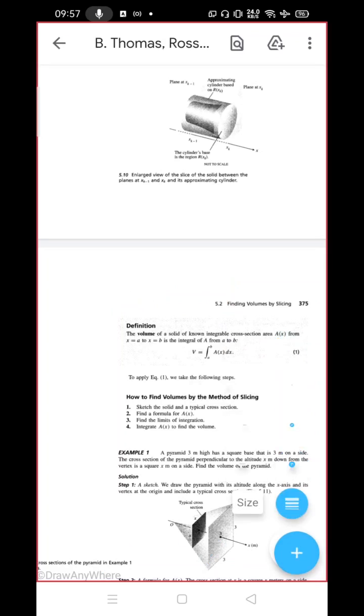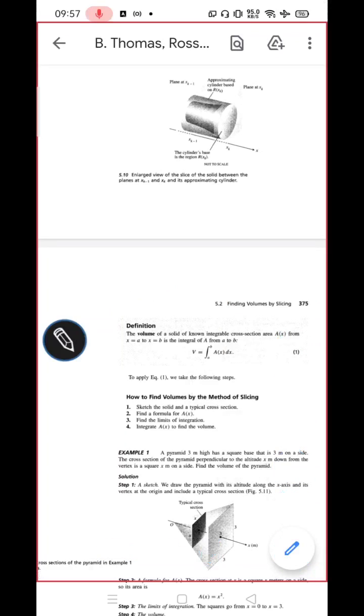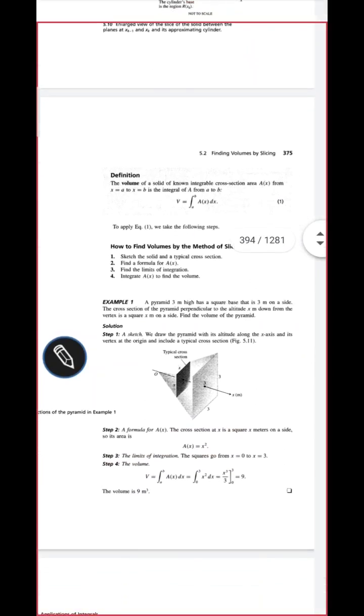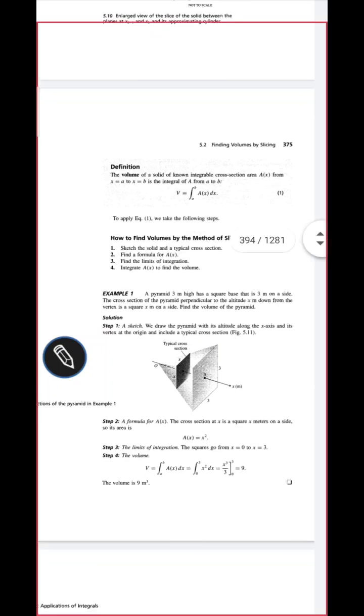So in the question you will be given the area, or you have to find the area, or you must be knowing the area. There is no issue with that. Please write the formula to find the volume, that is V is equal to the integration from a to b of A(x) dx, where A(x) is the area. Make sure this is not an arbitrary function, this is the area function.